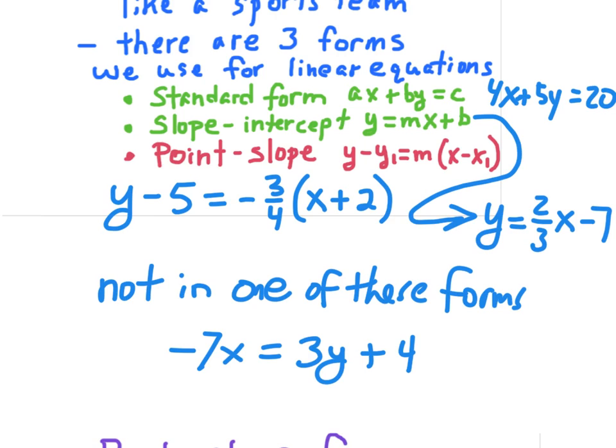Is it because there's two different variables? No, there's two different variables in this one over here, right? It's not. The y is not alone by itself. The x term's not sitting there in front of the constant term, right? And it's not in this form. It looks very different from this, right?